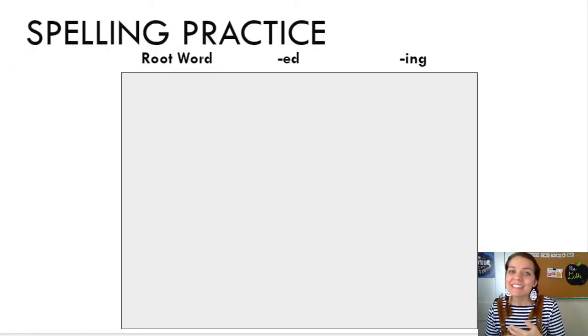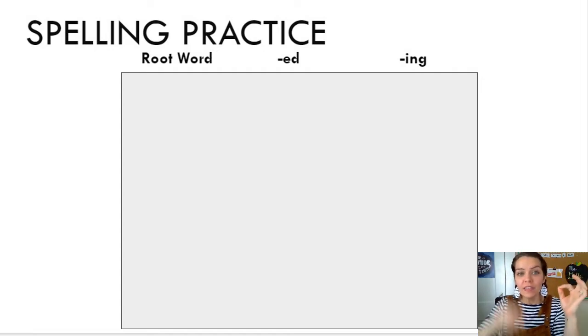All right, so scholars, now I want you to switch to the second slide in your exit ticket for today. You will see a blank table with columns labeled root word and then 2 suffixes, ed and ing.